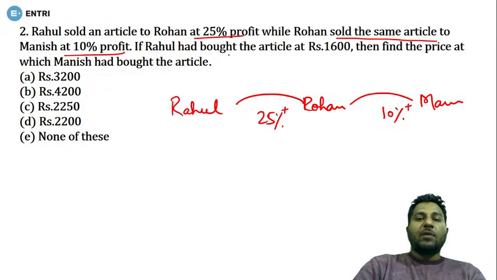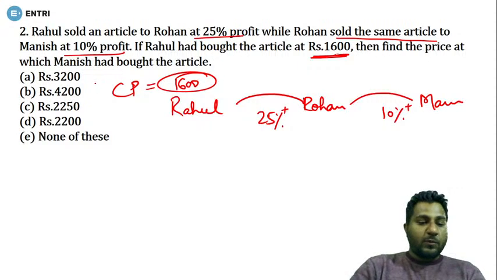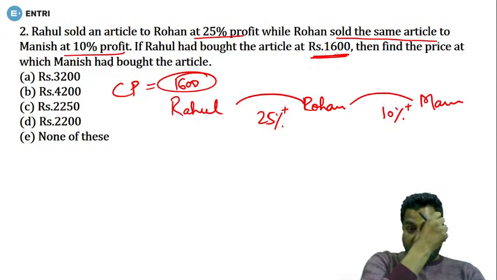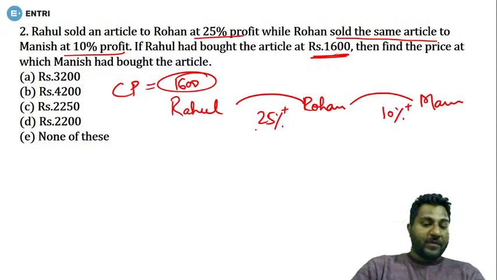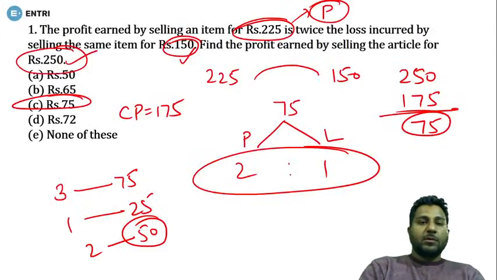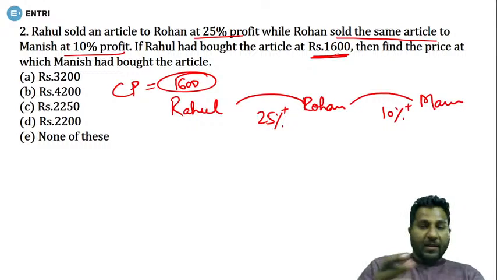If Rahul had bought the article at 1600 CP, find at which price Manish had bought the article. So how are you going to do that? Come on, tell me the answer of this one. Manoj, the previous question's answer was what? C. Yes, correct. Now solve this one. 2200. Okay, we will check that.